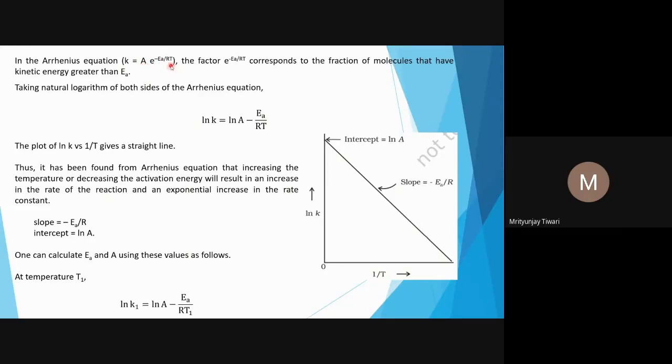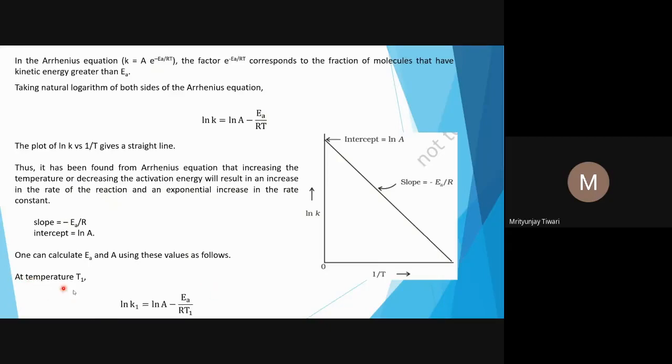With the temperature, one can measure the rate constant value, and the temperature one can also measure. With that, what can we get? The activation energy may not be measured directly, but one can obtain it from this plot. So one can calculate E and even the value of A using these values. And how will we measure this?